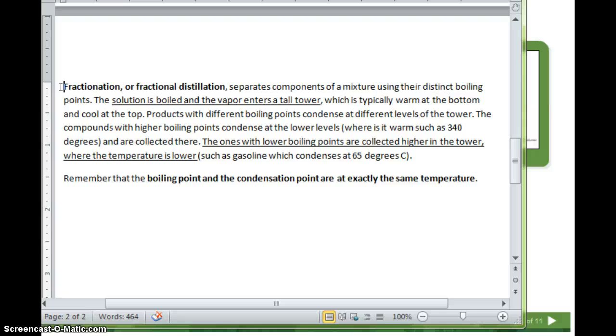Products with different boiling points condense at different levels of the tower. The compounds with higher boiling points condense at the lower levels, where it is warm, such as 340 degrees Celsius. It's important to have our units, and they're collected there. The ones with lower boiling points are collected higher in the tower where the temperature is lower, such as gasoline, which condenses at 65 degrees Celsius. Remember that the boiling point and the condensation point are exactly the same temperature.